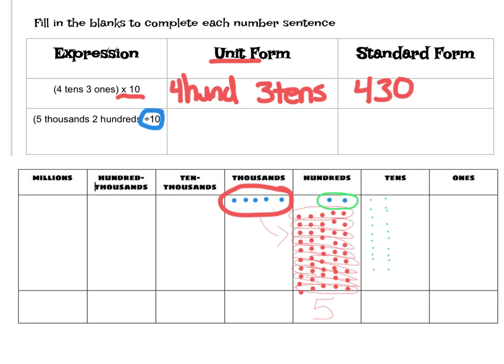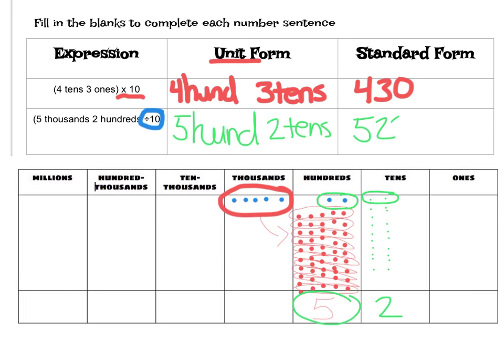Okay, now that I have 20 tens, I can divide by 10. I know 20 divided by 10 is 2, or I'll have 2 groups of 10. So 20 divided by 10 is 2. So for my answer, I have 5,000s divided by 10 is 500s. And 200s divided by 10 is 2 tens. So my answer in standard form is 520.